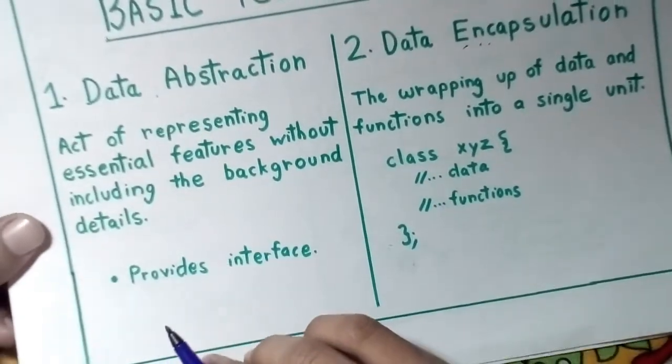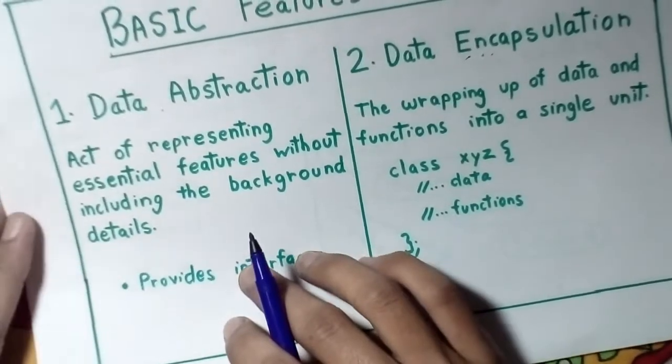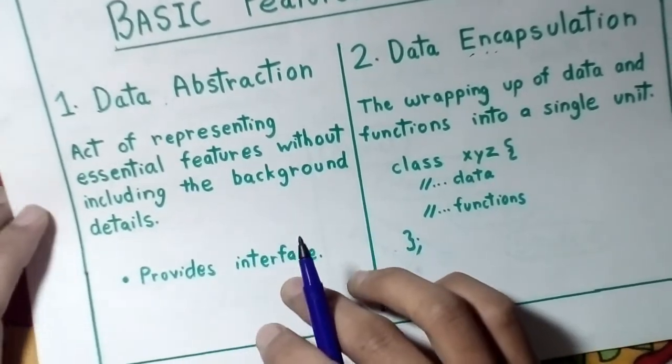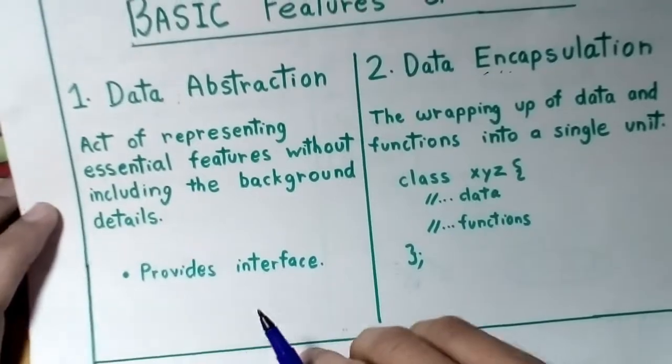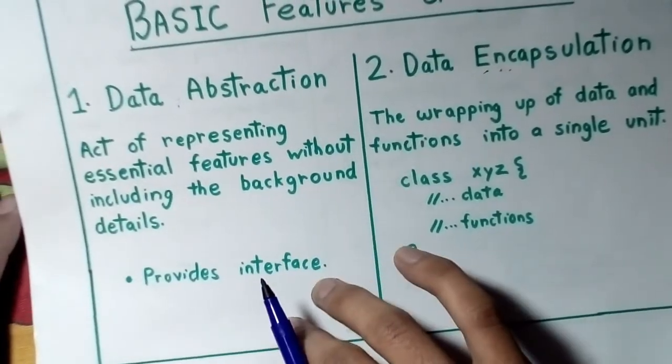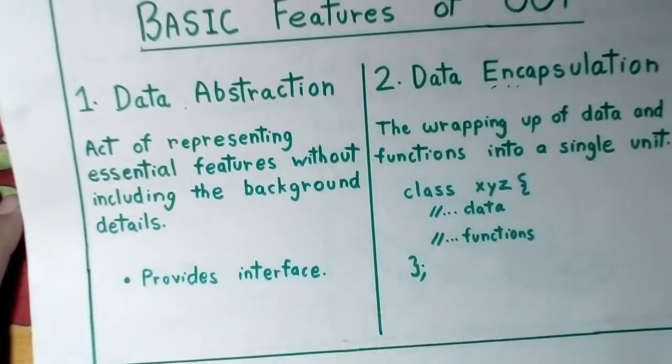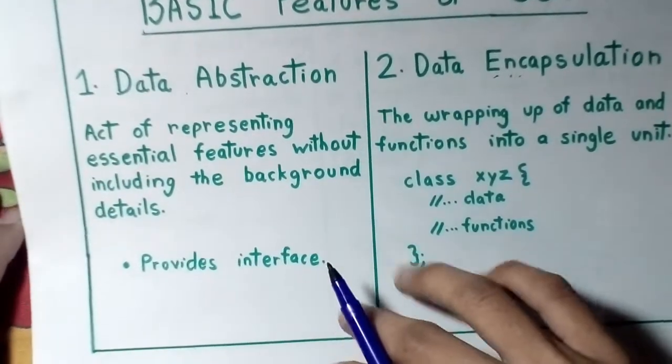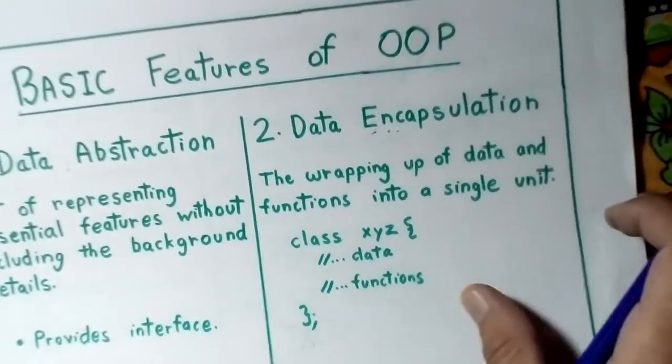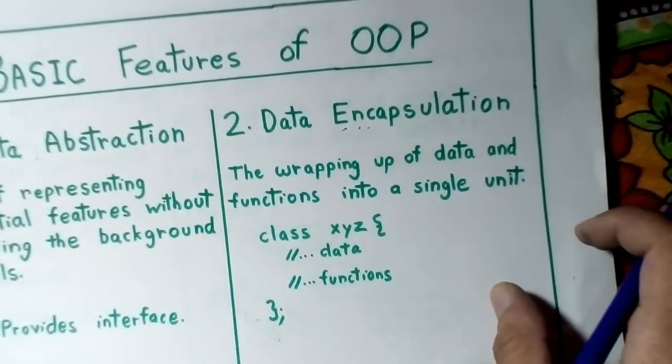One example will be functions. In a class we have methods. When you use methods, we can use the important functions without thinking about how these data types and all these are represented in the background. So the number 2 is data encapsulation.